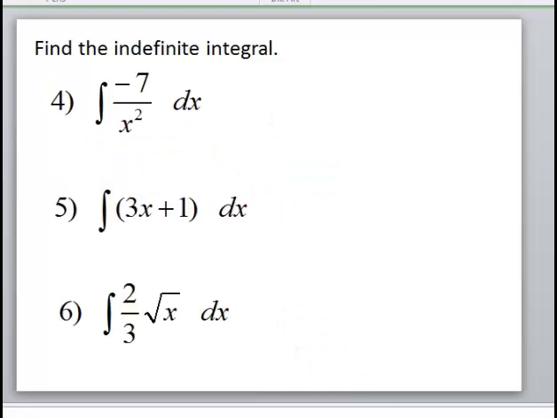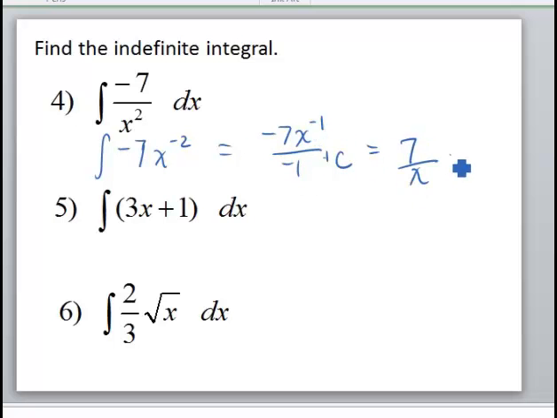Next problem, I would recommend rewriting the integral in this problem so that you can see the negative 2. Make it easier to take the integral of it. So we will write negative 7 x to the negative 1, because that's raising it by 1, putting it over that power, plus c. I'll clean this up just a bit. So I get 7. This goes on the bottom, 7 over x plus c.